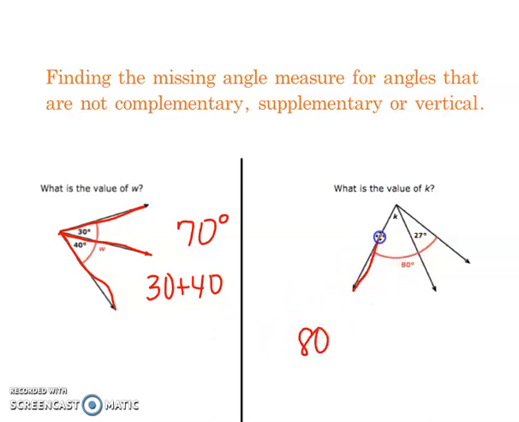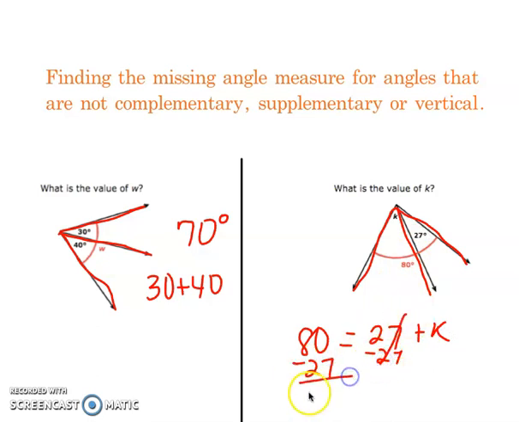Now the same thing for the right, but here you know the total angle is 80 degrees. That is for the whole outside. We know the small piece is 27. So we just need to figure out what the missing piece, or K, is. So we would subtract 27 from 80, and we get K to equal 53.